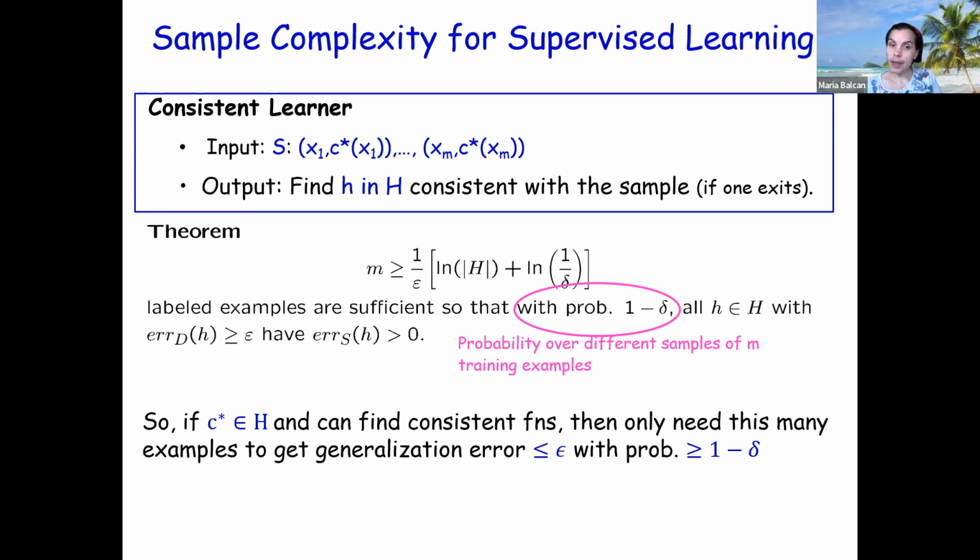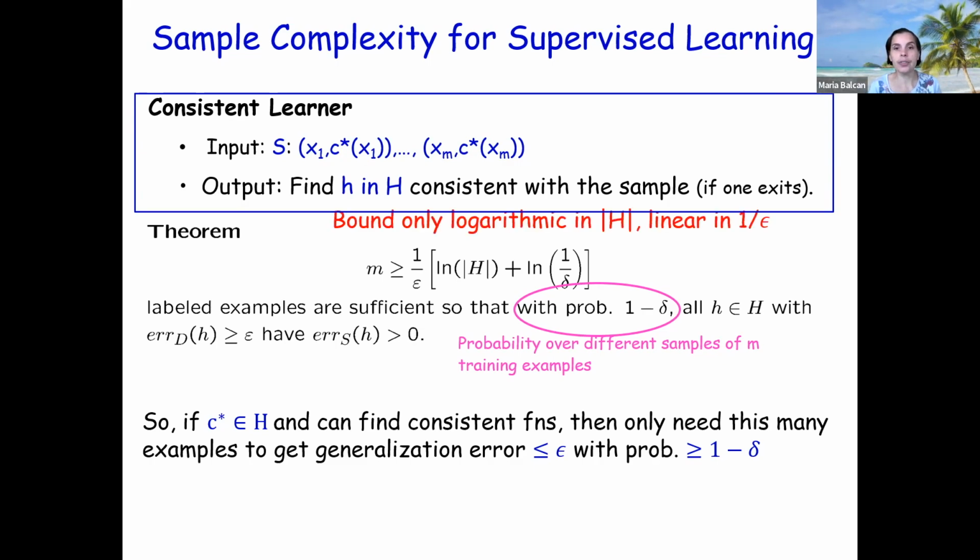So in this very simple case where H is finite, and if we're in the realizable case where the target function truly belongs to our search space, then what this bound tells us is that these many labeled examples are sufficient so that with high probability over the draw of the training set of examples, the classifier that our consistent learner outputs has true error or generalization error at most epsilon. So that means we are good. We're going to learn a good classifier that generalizes. Okay, so this is what we proved last time.